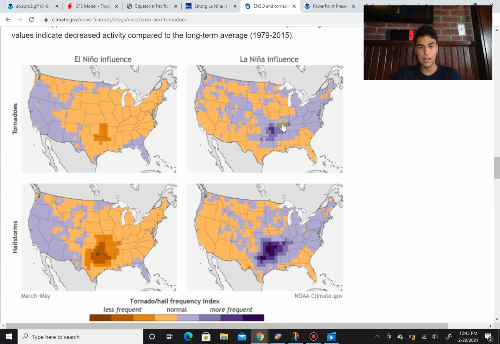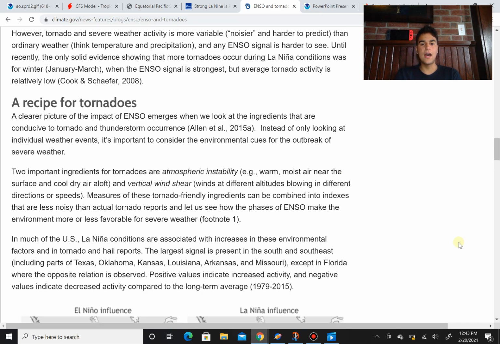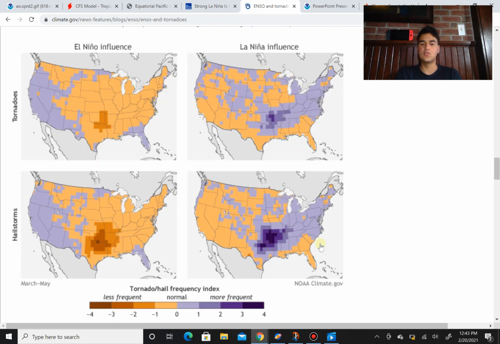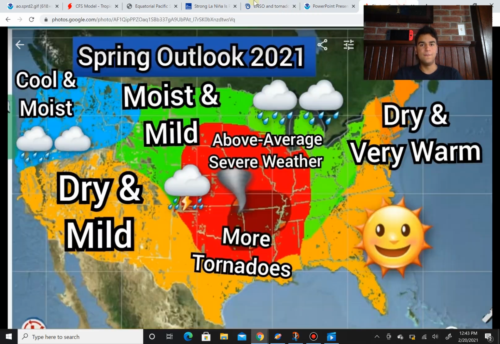the United States, and this even extends to the Northeast and the East Coast, where you're more likely to see tornadoes and hailstorms during a La Nina phase rather than an El Nino. So for the most part, I'd expect above average tornado activity and a higher frequency of tornadoes, hailstorms, and severe thunderstorms overall. So this is my forecast regarding the spring 2020.